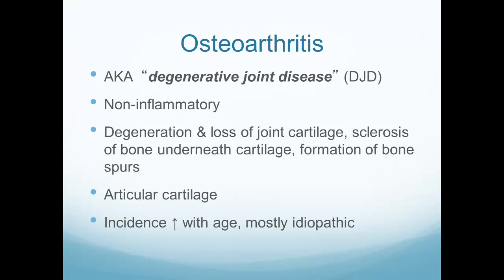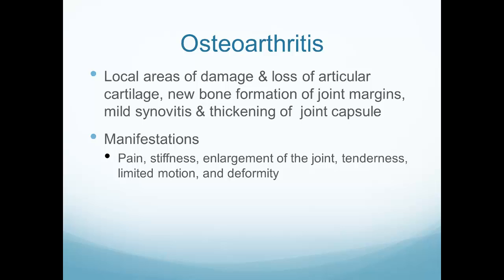Osteoarthritis is also called a degenerative joint disease. So you may see this written in a patient's chart, degenerative joint disease or osteoarthritis, a non-inflammatory condition where we start to lose our joint cartilage, get sclerosis of the bone underneath the cartilage, and start to form some bone spurs in the joint. This makes it difficult and painful for somebody to walk because of these abnormalities occurring in the joint itself. So we get local areas of damage.